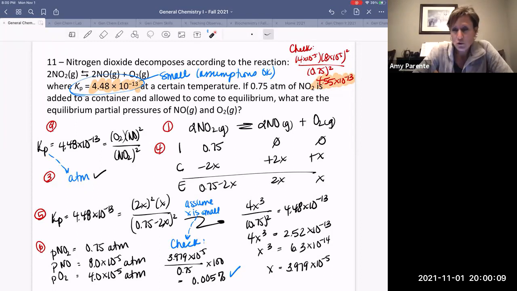The 5% rule is a check that you do all the way at the end. I'm going to teach you a strategy that you can do as a pre-check rather than this post-check, to tell whether or not you're going to be able to make your assumption.